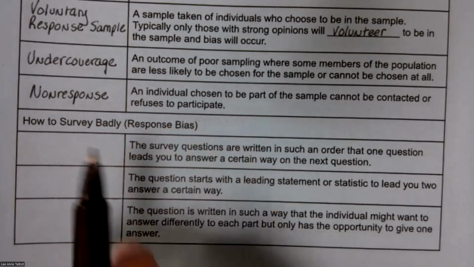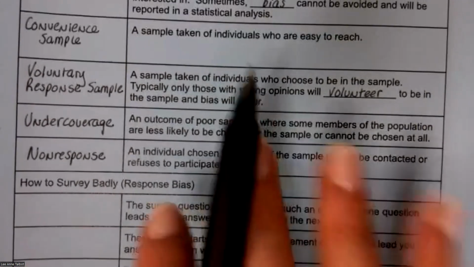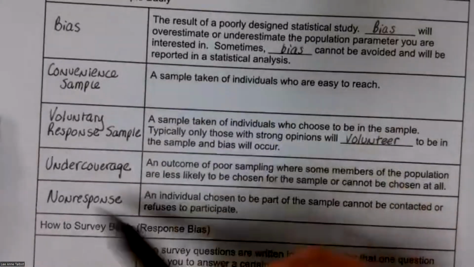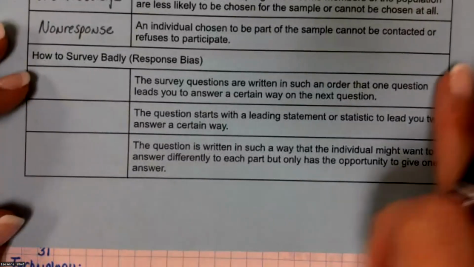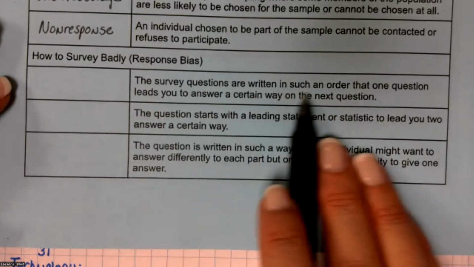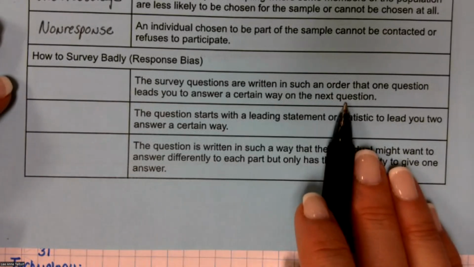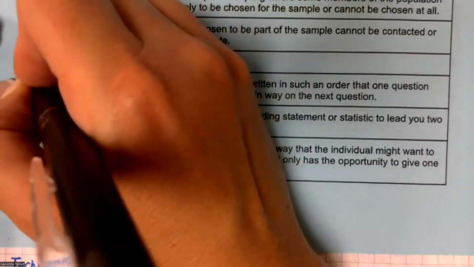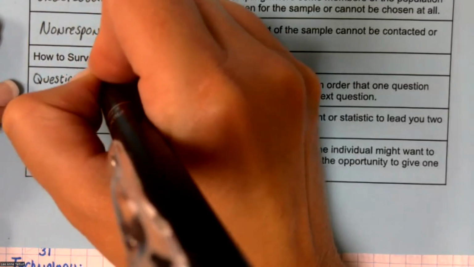Next section: how to survey badly. So these are all different types of samples that are bad samples. This is the questions themselves. What's wrong with the questions in a survey? The survey questions are written in such an order that one question leads you to answer a certain way on the next question. You're not going to guess this. It's called question order bias. You did know it?